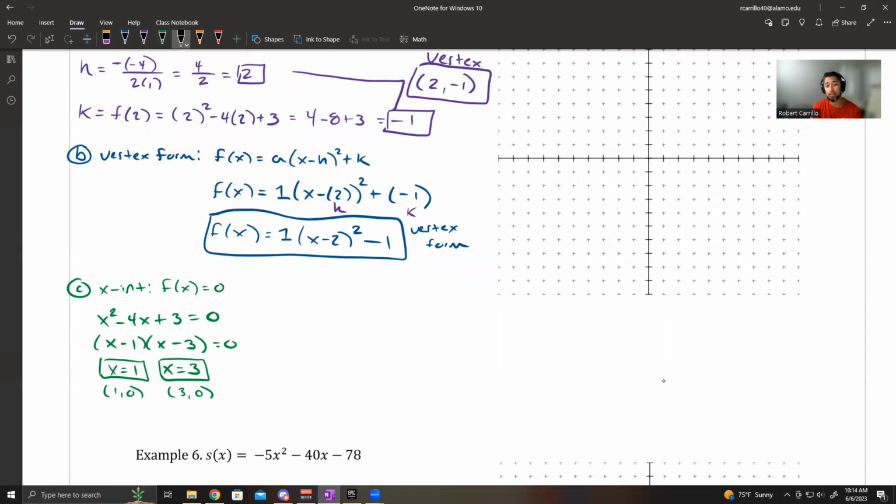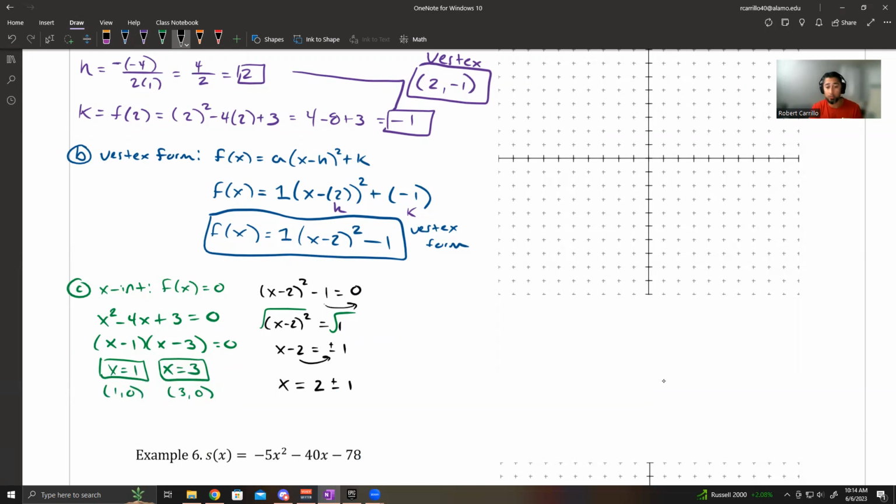Just a quick reference on using that vertex form, just to show you guys, because again, multiple methods. Let's say you did set that vertex form equal to 0. x minus 2 squared minus 1 equal to 0. You add that 1 over, and you get x minus 2 squared equals 1. Then you square root both sides, and you get x minus 2 equals plus or minus 1. Add the 2 over. x equals 2 plus or minus 1.